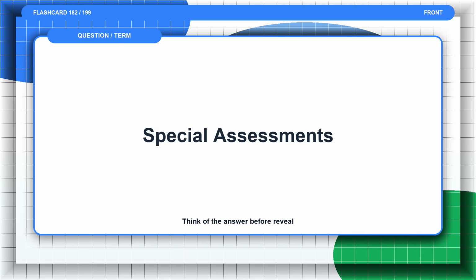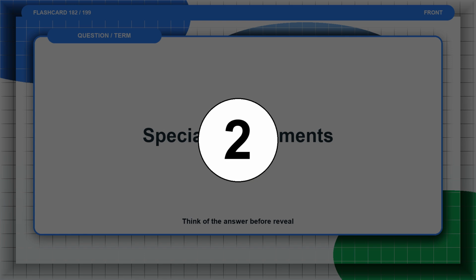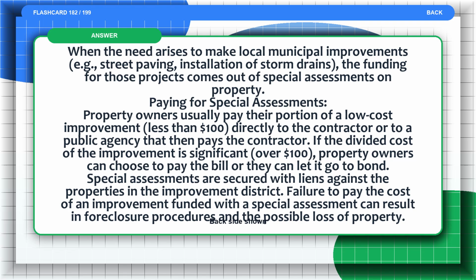Flashcard 182. Special assessments. Pause and think of the answer before the reveal. The answer is, when the need arises to make local municipal improvements, for example street paving or installation of storm drains, the funding for those projects comes out of special assessments on property. For paying special assessments, property owners usually pay their portion of a low-cost improvement, less than $100, directly to the contractor or to a public agency that then pays the contractor.